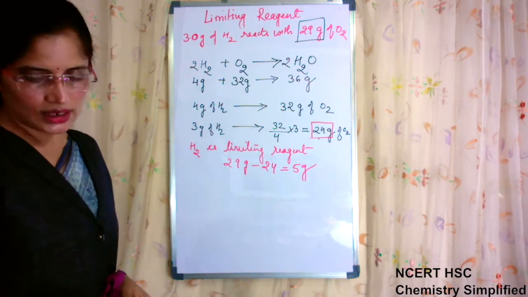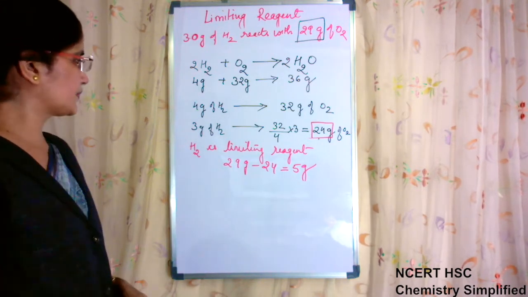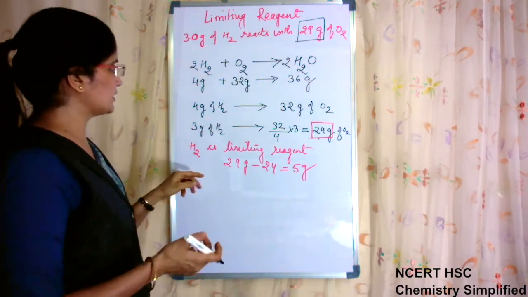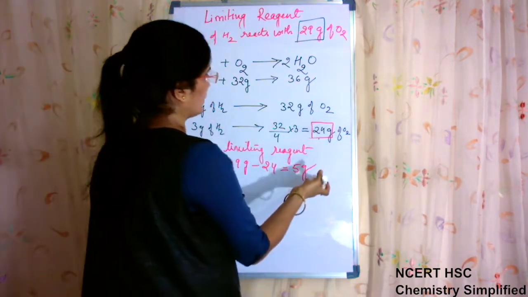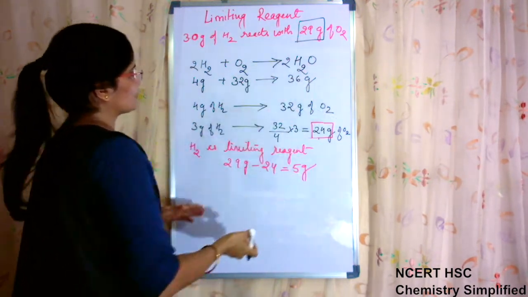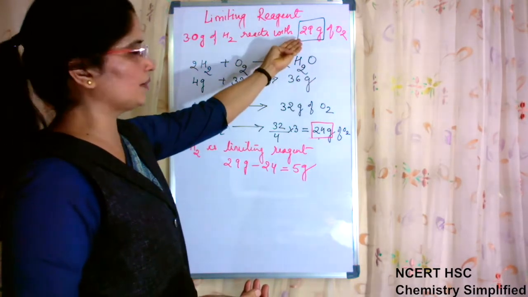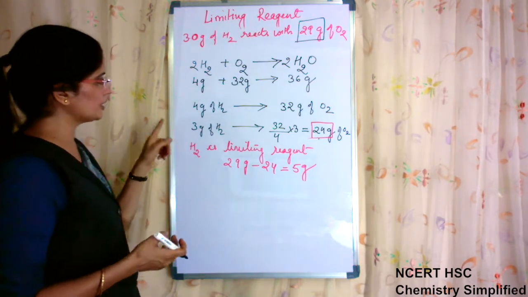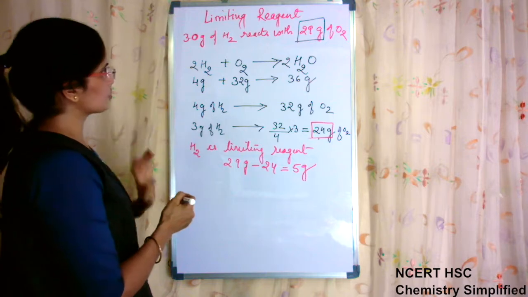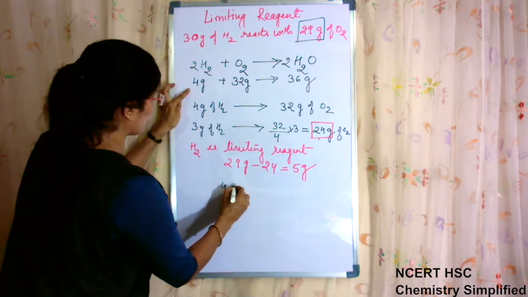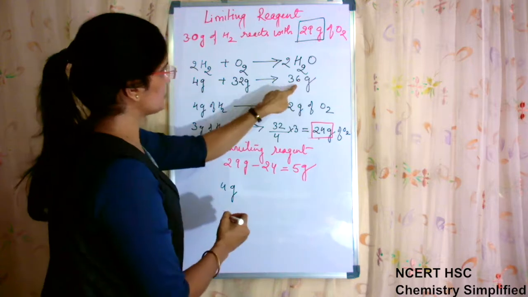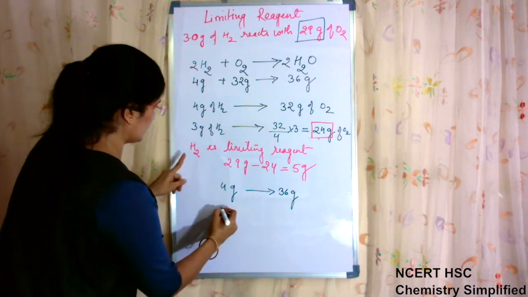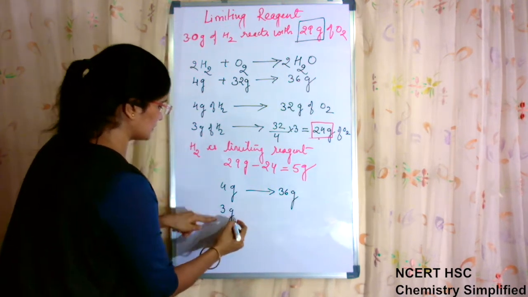Now the third thing is, what is the amount of product? Always the product calculated will be according to the limiting reagent, because oxygen is extra. 24 grams is required, available is 29. So product will not be formed according to the extra amount, it will be according to the limiting reagent. So 3 grams of hydrogen is available. According to the equation, 4 grams of hydrogen produces 36 grams of water. So available is 3 grams, because it is limiting reagent.